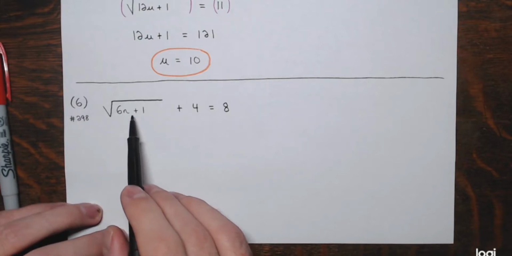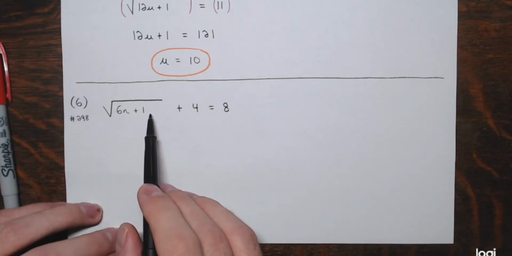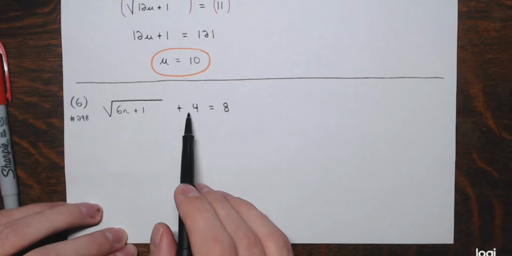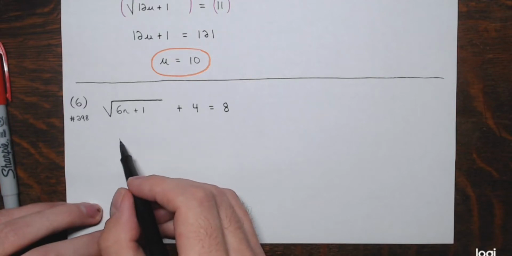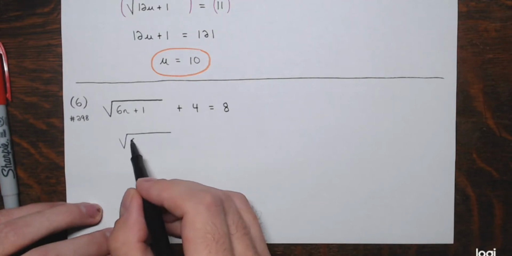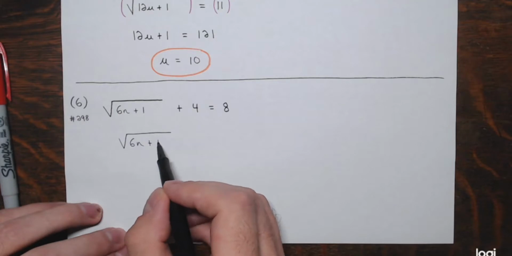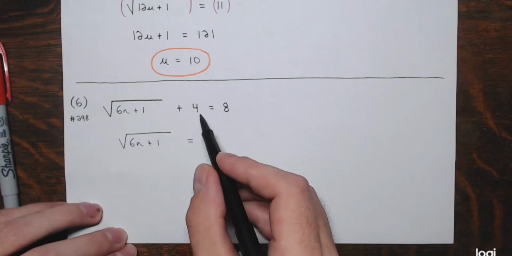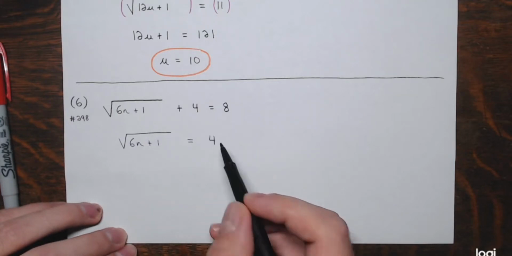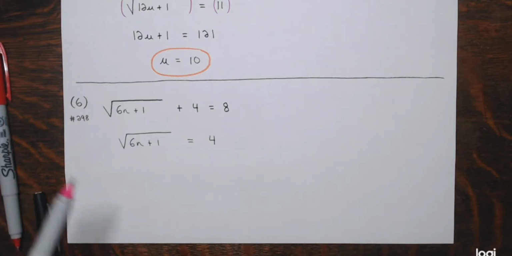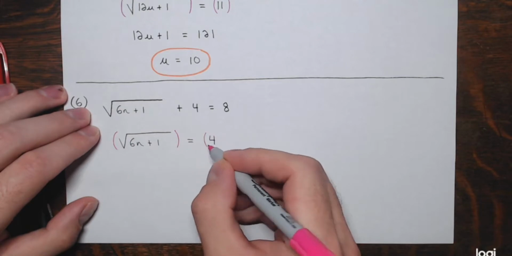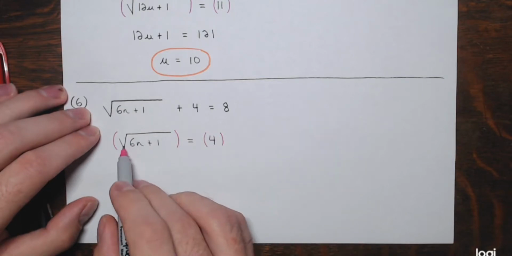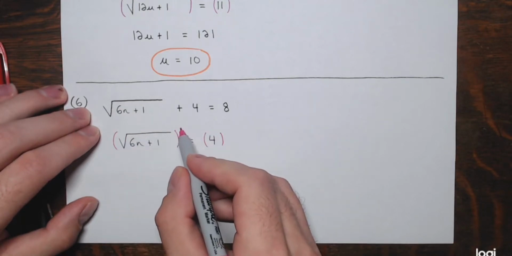So once again, I have this radical I want to isolate, get alone. So that'll involve the subtraction of 4. I subtract 4 from both sides. So we have the square root of 6n plus 1 equals, 8 minus 4 is 4. Now I undo the radical, right? Raise both sides to the same power. This would be to the second power again, right? That's a square root.